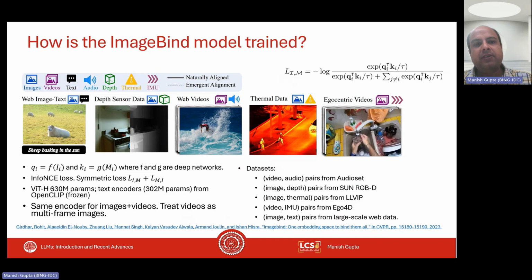Okay. So how is the ImageBind model trained? Well, as I mentioned, the model is basically trained by using several kinds of datasets, also mentioned here, which basically relate the visual modality with everything else. So with other modalities, for example, video and audio from a dataset called AudioSet, image-depth relationships from some other dataset, image-thermal from another dataset, video-IMU data, image-text data, and so on and so forth. Okay. The model, of course, uses large deep neural networks so as to encode the image and also any other modality M.